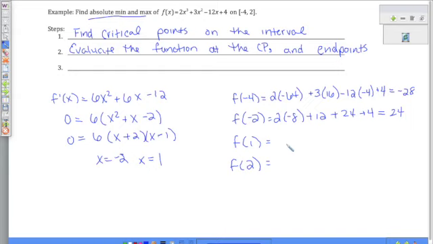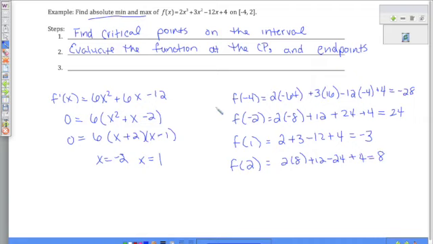F of 1. See, I should look down at my answer key more. I have the answers in front of me, and I would have caught my mistake earlier if I just looked down at it. I just have too much fun doing the problems. All right, plugging in 1 is super easy. So this is 2 plus 3 minus 12 plus 4. And what's that? Negative 3. And then f of 2 would be 2 times 8 plus 12 minus 24 plus 4. And that would be 8.